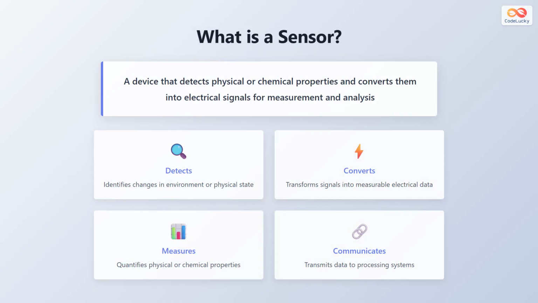A sensor is a device that detects physical or chemical properties from its environment and converts them into electrical signals that can be measured and analyzed. Sensors work by identifying changes in the environment or physical state around them. Once they detect these changes, they convert the detected signals into measurable electrical data. This data is then transmitted to processing systems where it can be analyzed and acted upon. In essence, sensors are the eyes and ears of any IoT system, enabling devices to perceive and respond to the world around them.